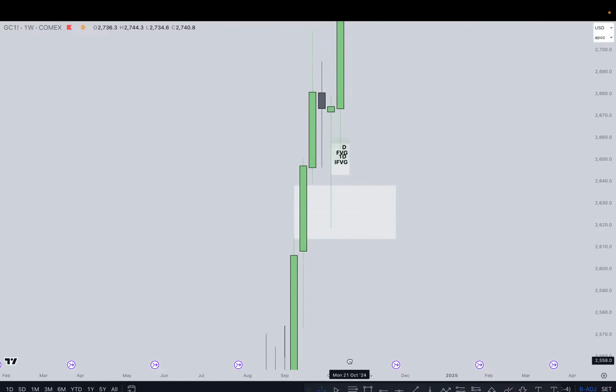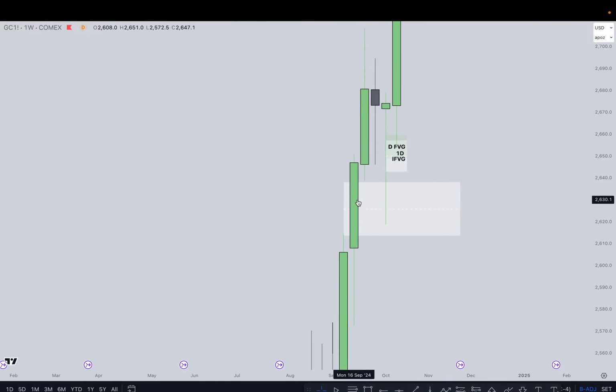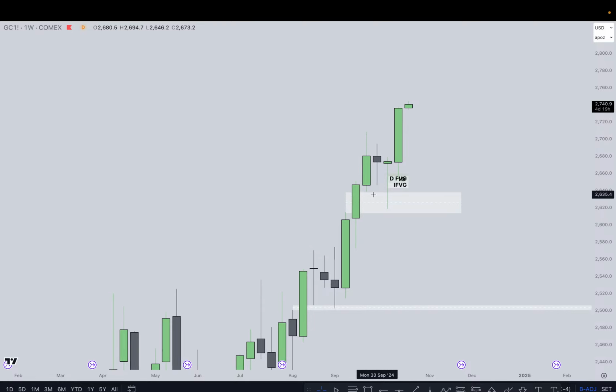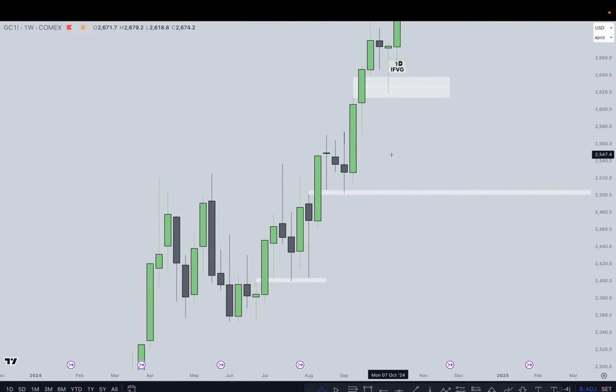And what happens like a few weeks ago? The next weekly fair value gap forms. Price finally pulls back into this weekly fair value gap, and what happens? We run to all-time highs again. Why do you think that fair value gaps wouldn't work like this on the lower time frame? It's the same exact thing.